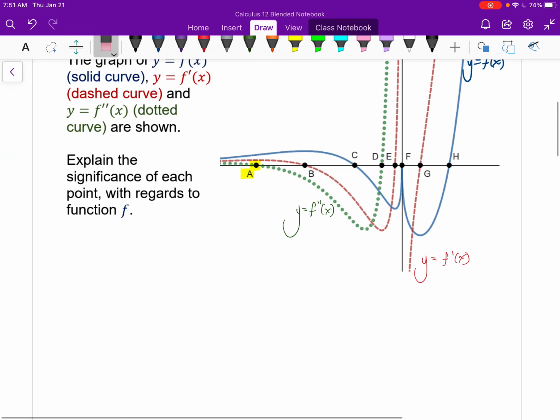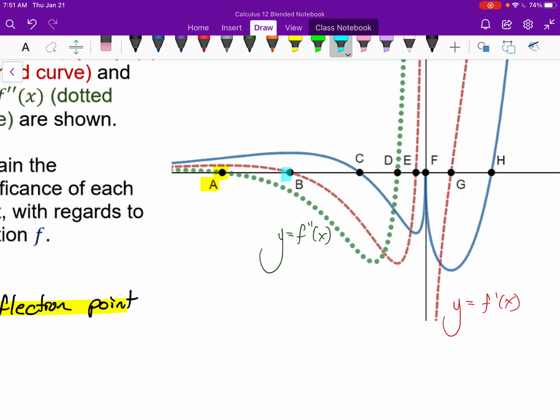That's the idea for all of these. So A is an inflection point. OK, so let's work my way down the alphabet. B. Well, B is where my first derivative is 0. And where my first derivative is 0, that's a critical point. And that means if I look straight above at that instant, that's either a local max or a local min at that exact point.